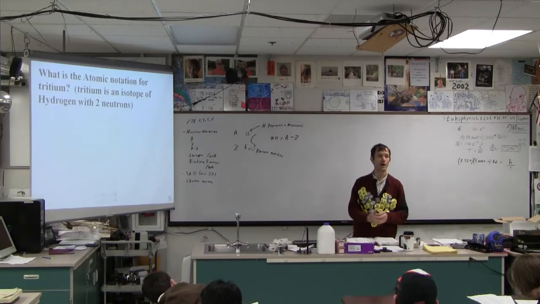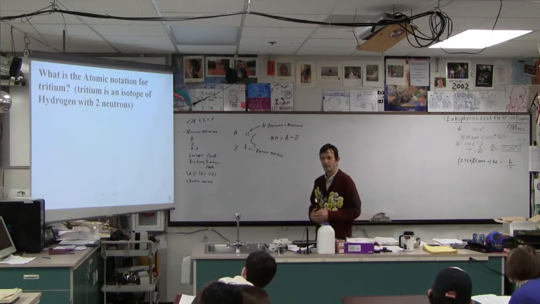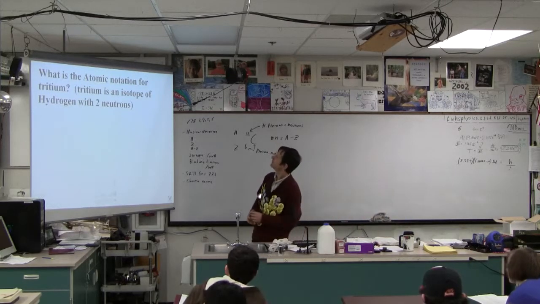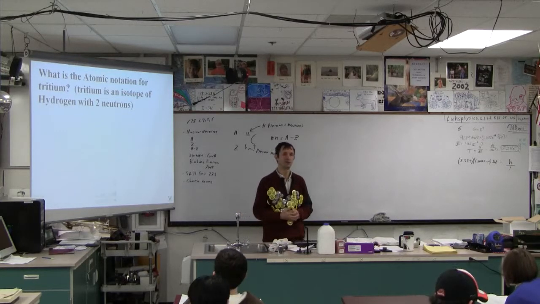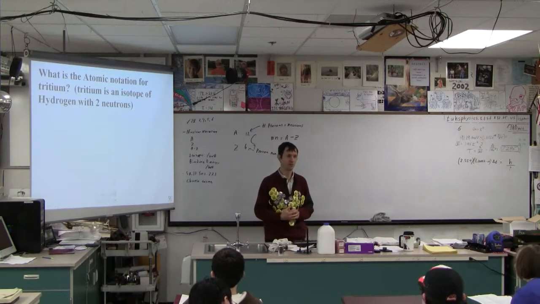Tritium is an isotope of hydrogen. Tritium is hydrogen with 2 neutrons, which hydrogen doesn't ordinarily have. There's also deuterium.